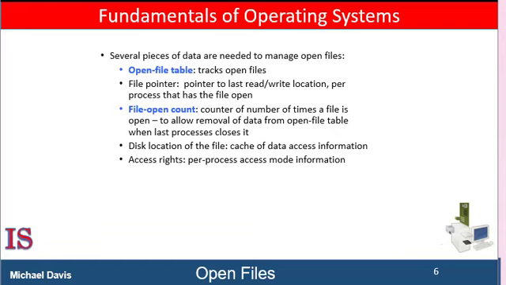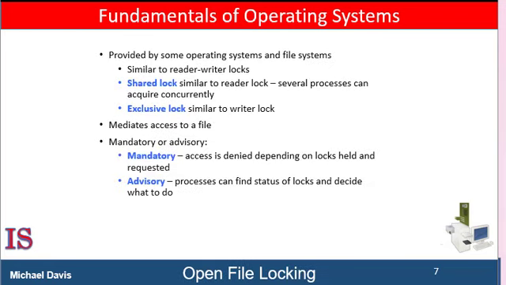Finally, there's access rights. Each process opens a file in an access mode. This information is stored on the per-process table so the operating system can allow or deny subsequent input-output requests. Some operating systems provide facilities for locking an open file or sections of a file. These should remind us of the unit we covered on synchronization, remember?